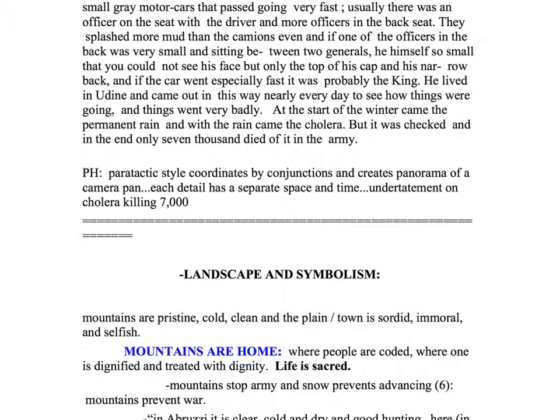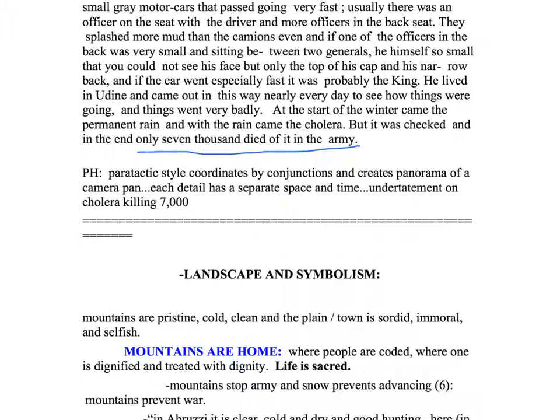He lived in Udine and came out in this way nearly every day to see how things were going, and things went very badly. At the start of the winter came the permanent rain, and with the rain came the cholera. But it was checked, and in the end, only 7,000 died of it in the army.